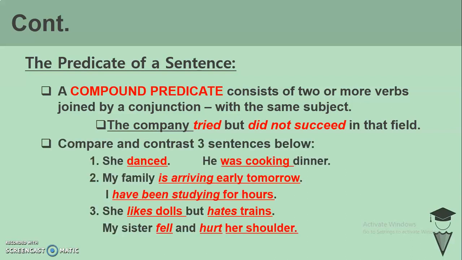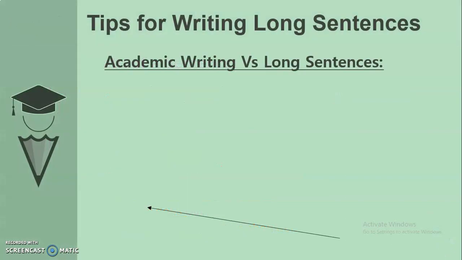Now let me give you some more examples to compare and contrast the three types of predicate in these sentences. The first sentences, she danced, he was cooking dinner, are simple predicates. Second sentences, my family is arriving early tomorrow, I have been studying for hours. So the underlined group of words are called complete predicate. When it comes to the third, she likes dolls but hates friends. My sister fell and hurt her shoulder. So we have compound predicate here in the third example. I hope you have understood what I've tried to explain to you.